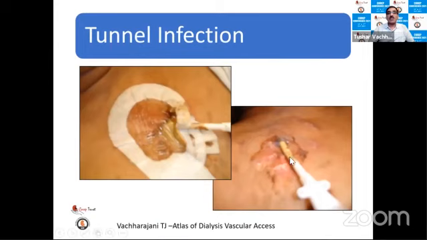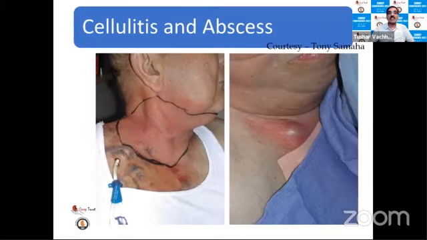You definitely don't want to see this. If you start seeing pus coming out from the exit site, and severe tenderness, then that catheter has to come out. You cannot in any way save this catheter.